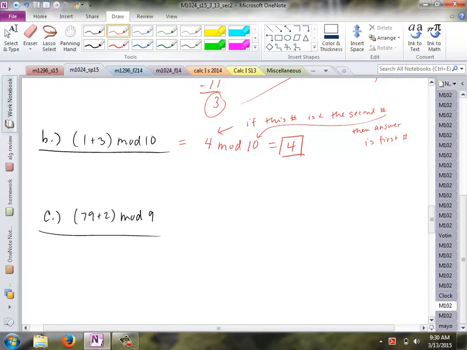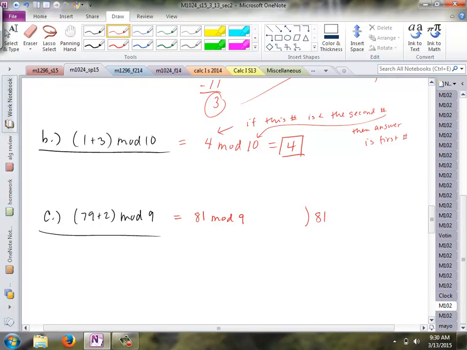We have 79 plus 2 in parentheses mod 9. So the first step is, what do we do here? Yeah, do the addition. It's in parentheses, so you get 81 mod 9. And then we can use the rules that we established in part A and part B. If that number is greater than or equal to the modulus, or 9, then do long division and see what the remainder is, and that's the answer.